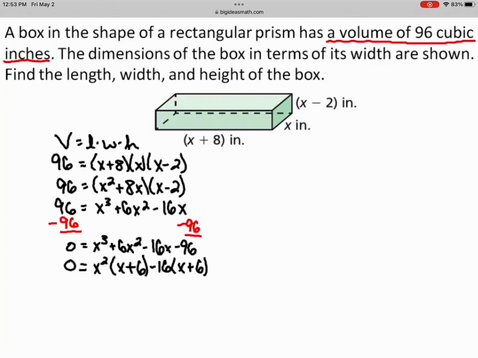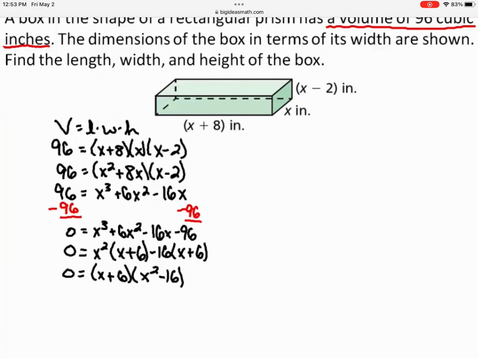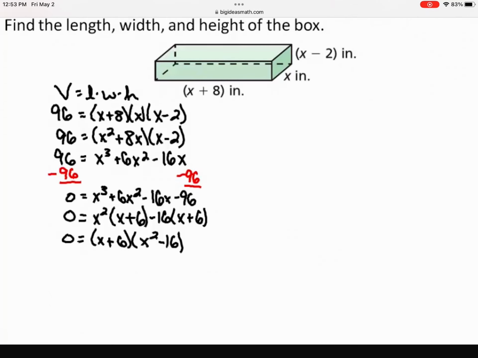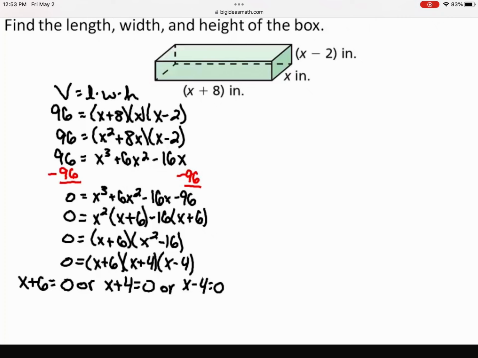Factoring out the quantity x plus 6, you get the quantity x plus 6 times the quantity x squared minus 16. X squared minus 16 is a difference of squares and factors as the quantity x plus 4 times the quantity x minus 4. Now by the zero product property, you can set each factor equal to 0. So you have x plus 6 equals 0, or x plus 4 equals 0, or x minus 4 equals 0.